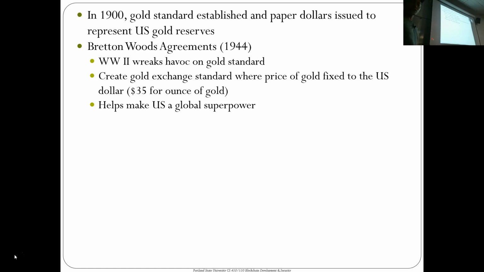Worldwide, in the aftermath of World War II, the gold standard, where you were pegging your currency on the gold that you had, was wreaking havoc with countries that were trying to recover from the war. And so this was one of these seminal points in history where they decided to do this global exchange, where the price of gold was fixed to the US dollar. Because the US had the strongest economy, they decided to peg that to the dollar, and this actually made the US a global superpower in the aftermath of World War II.